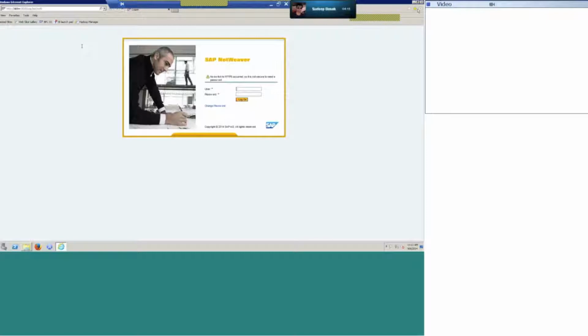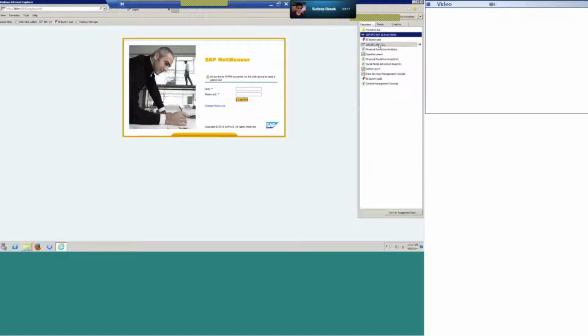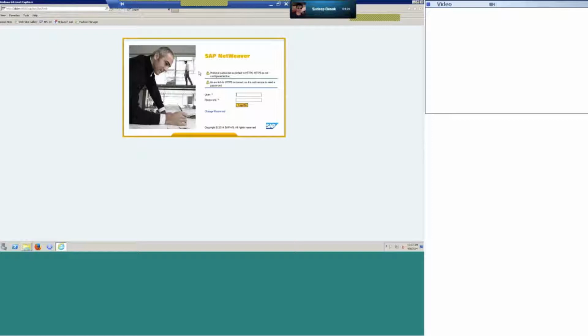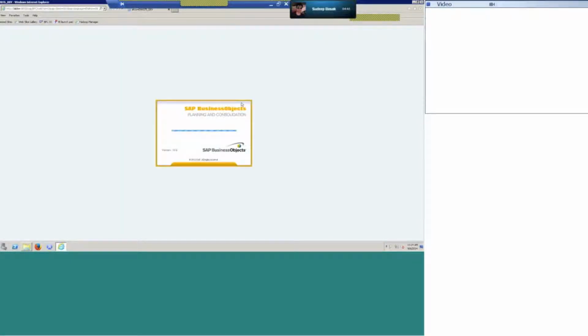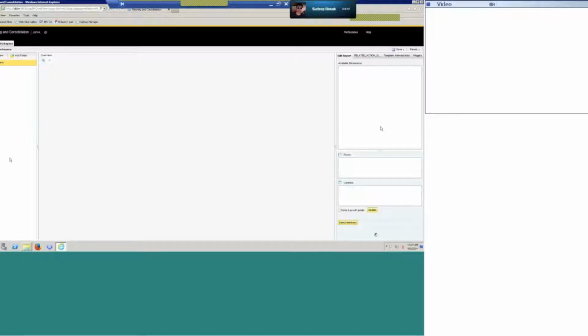We have both 10.1 and 10.0. This is the 10.1 version, and I also have the 10.0 version. The solution is still in 10.0, so I'm just going to go to the solution side. One second, it's still coming up.